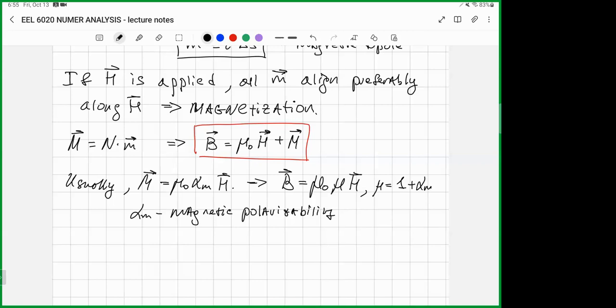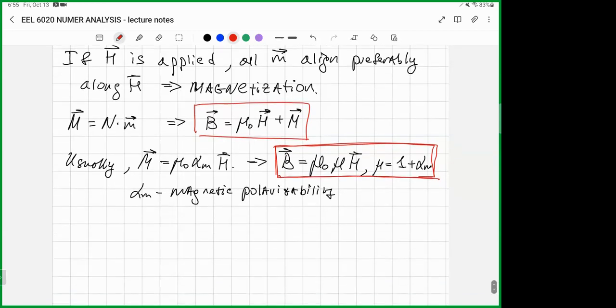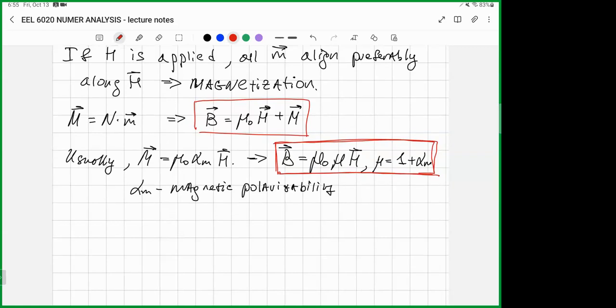Okay, so the result is similar. If you have a material that is magnetizable, what we do is replace, in all equations in free space or dielectric, mu 0 by mu 0 mu.